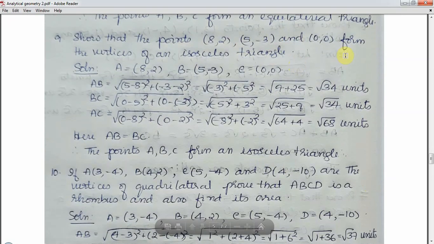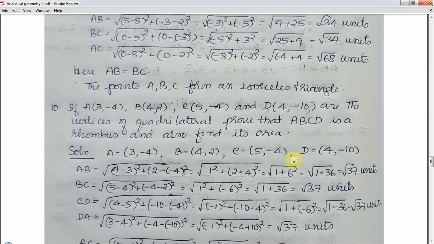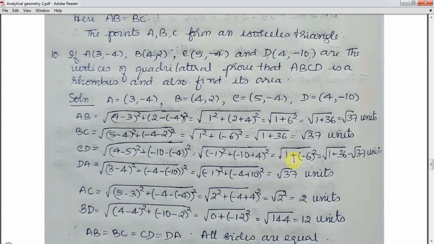And the next one, I think it will be clear to you. Show that these points form the vertices of an isosceles triangle. A, B, C is given. AB, BC and AC are found out: root 34, root 34 and root 68. Two sides are equal, so that they form an isosceles triangle.